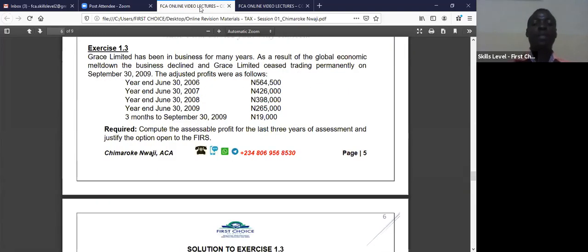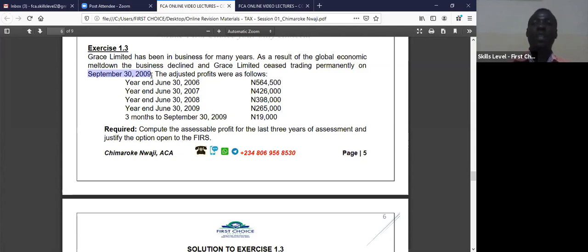Now, cessation of business here, exercise 1.3. Grace Limited has been in business for many years. Of course, for it to be in business for many years, it's not a small company, it's not a startup company. It must have been given its account on preceding year basis. As a result of the global economic meltdown, the business declined and Grace Limited ceased trading permanently on September 30th, 2019. That date is important.